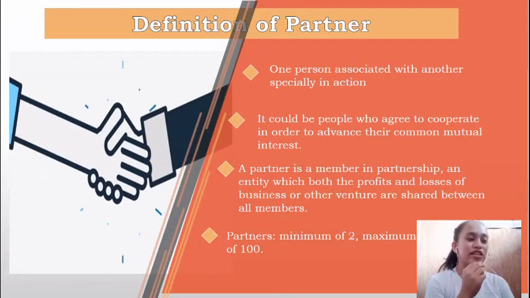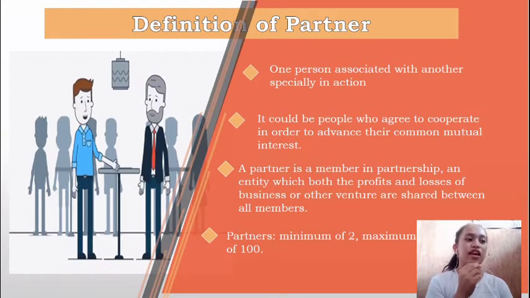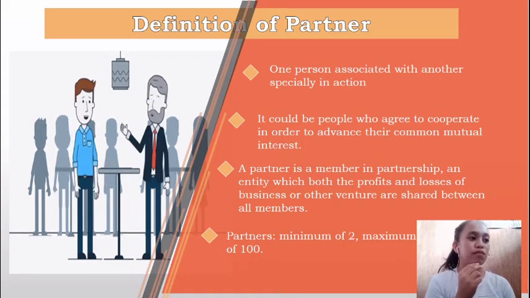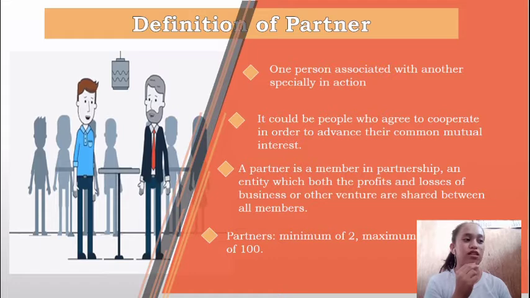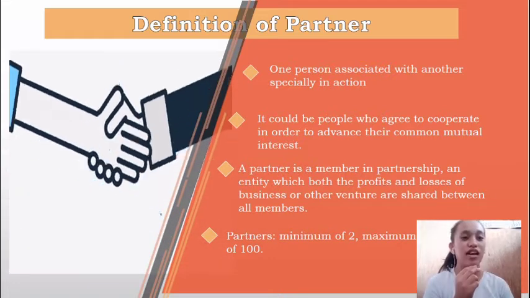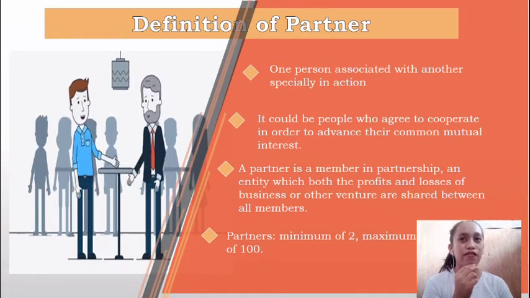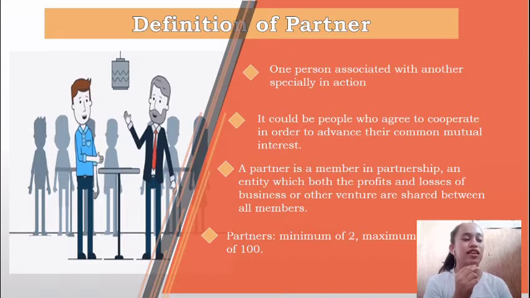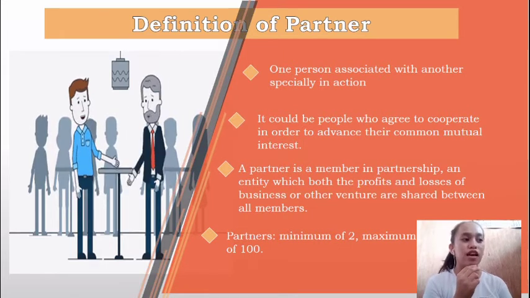The last is the number of partners. Based on what I have researched, the minimum number of partners in a partnership is 2 and the maximum is 100, but it depends upon the nature of the business. If the business is banking, the maximum is only 10 persons.